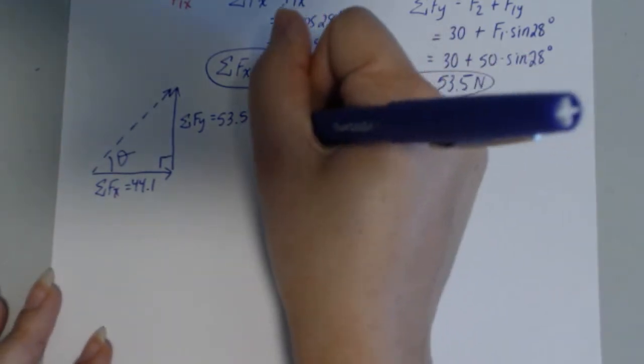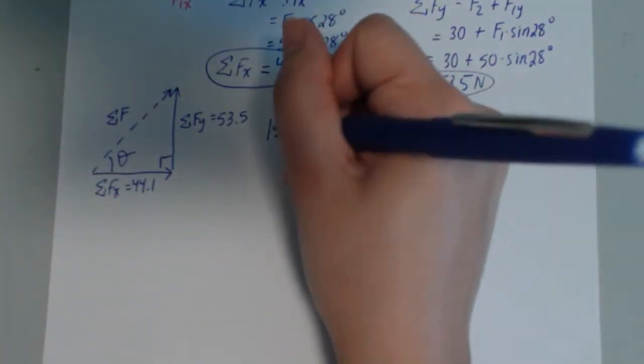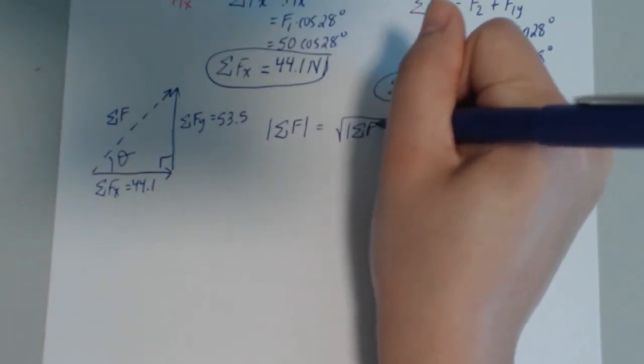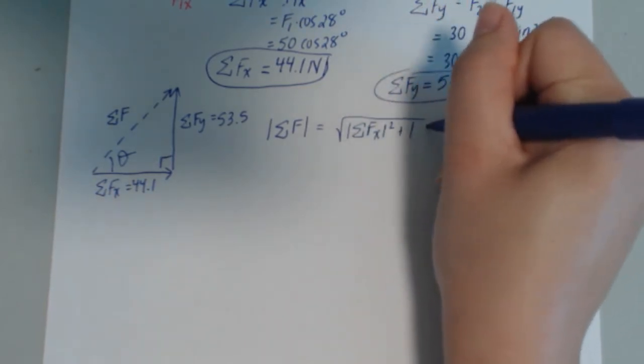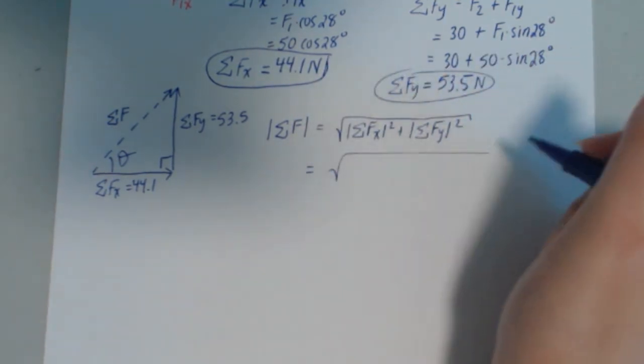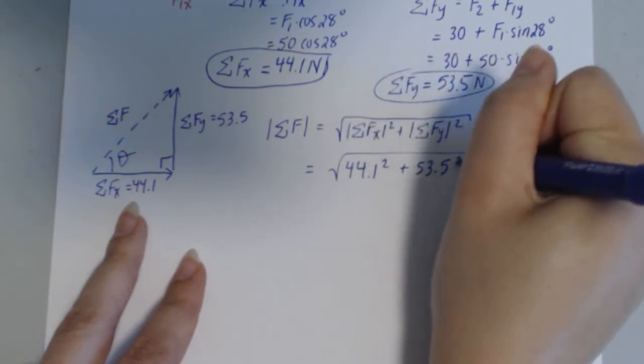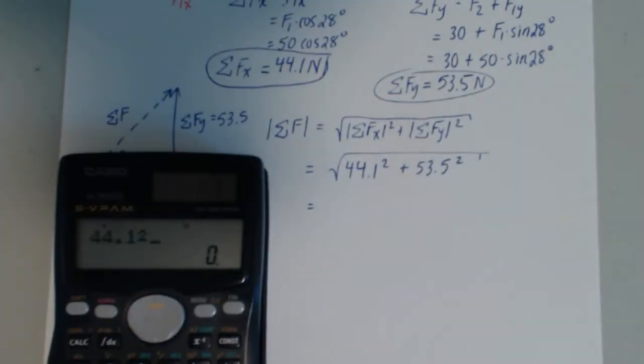Okay, so as usual, I'm going to find the sum. In fact, I don't even have to put the magnitude symbols around, because that's still a vector, it's an arrow. The magnitude of the sum of f is equal to the square root of the magnitude of the sum of f of x squared plus the magnitude of the sum of f of y squared. Okay, so that's going to be 44.1 squared plus 53.5 squared. So grabbing our calculators, 44.1 squared plus 53.5 squared, and square rooting that.